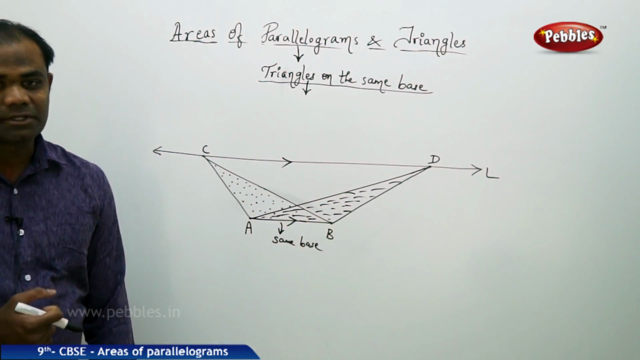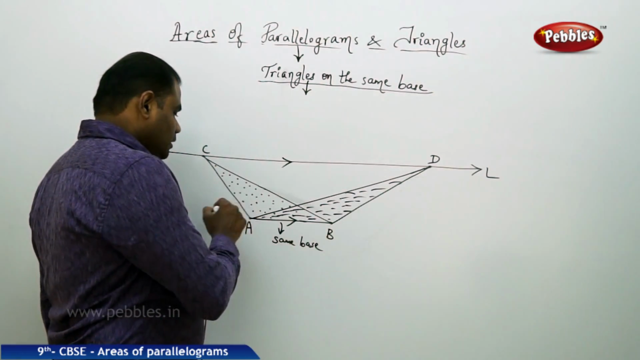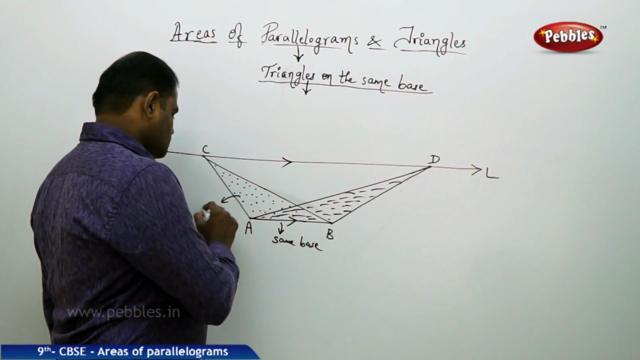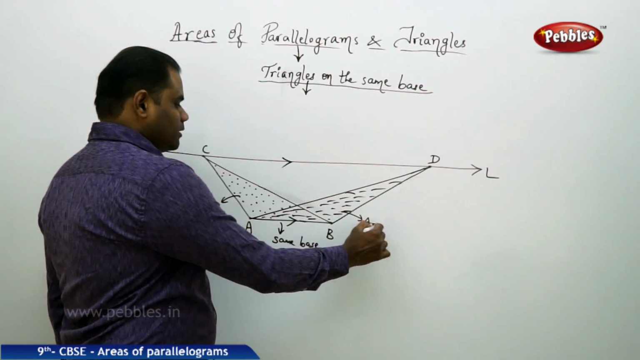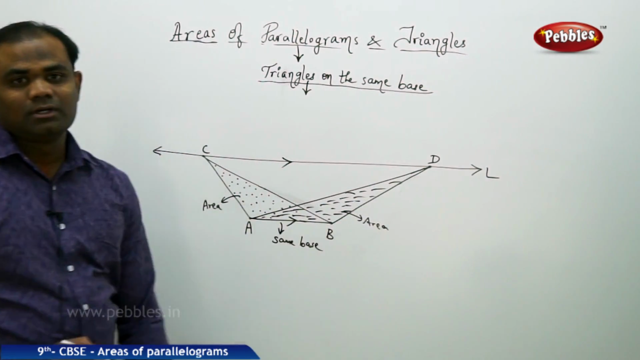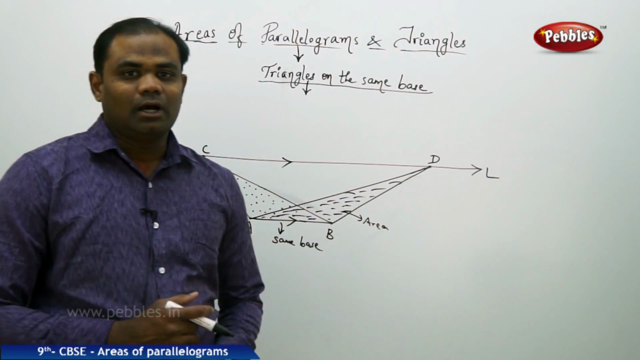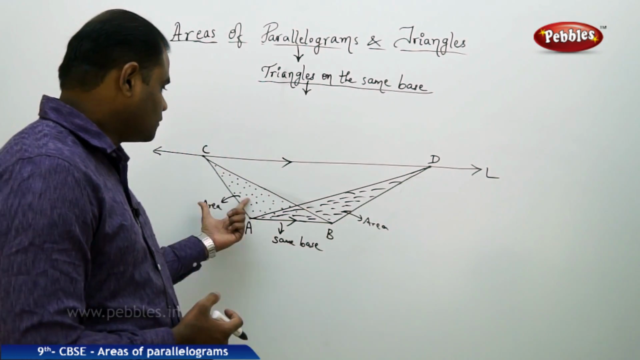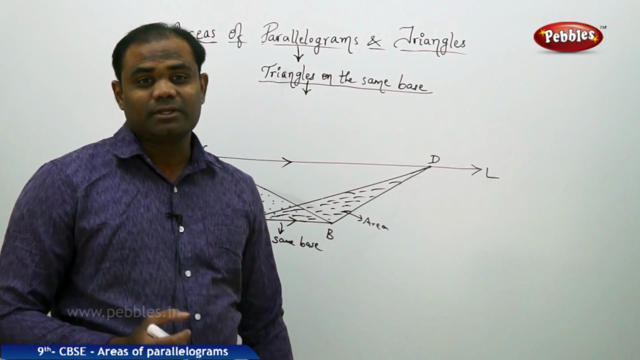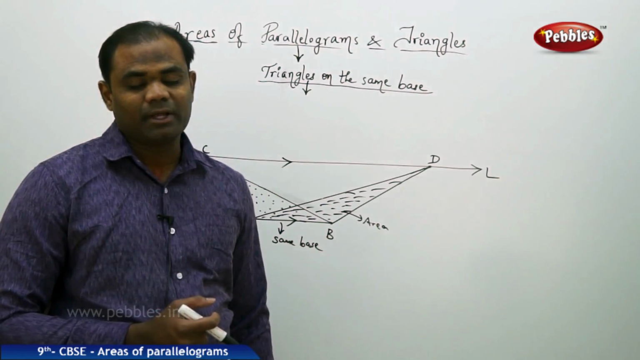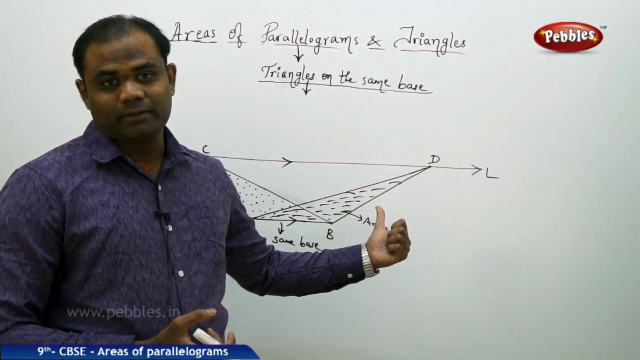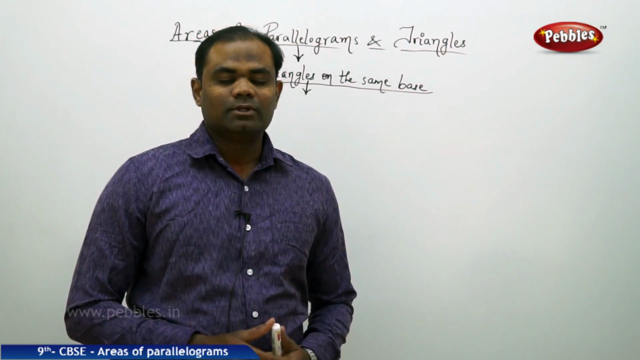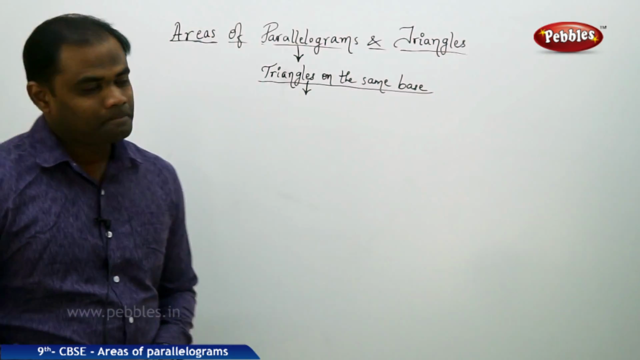Now the investigation comes to prove whether the area of this and the area of this are equal. So we are going to see how we can connect the areas of these two triangles which are on the same base and between same parallels, investigating the property for triangles. So let's see the property.